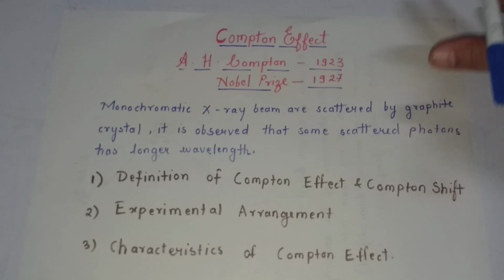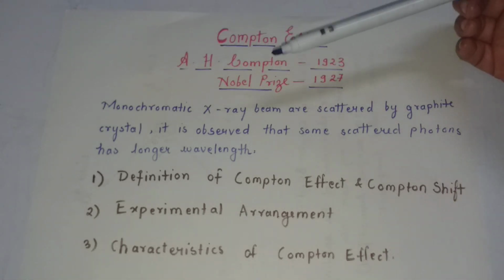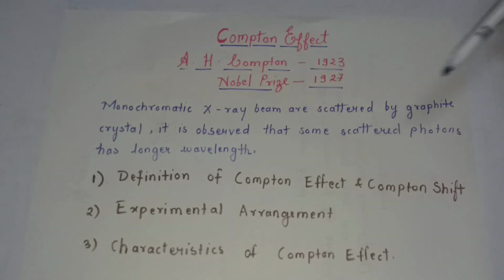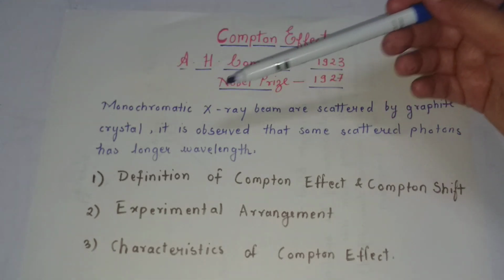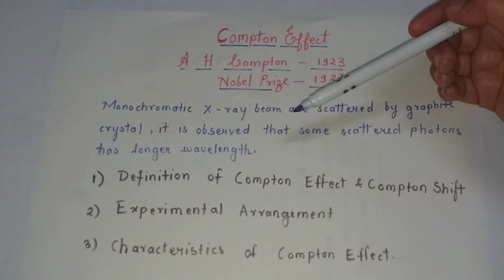This experiment is a very important experiment as it proves that the radiations like the light rays, gamma rays, X-rays have particle nature. These rays can be explained in terms of discrete packet of energy, that is quanta, which is also known as photon. In this experiment, monochromatic X-ray beams are scattered by graphite crystal. It is observed that some scattered photons have longer wavelength.